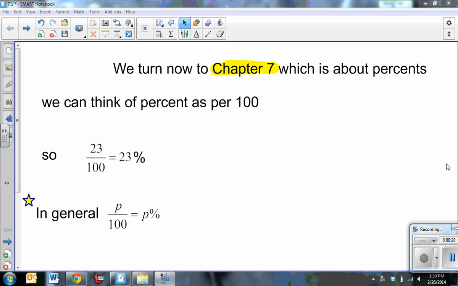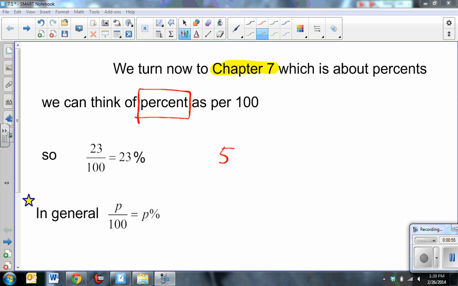So first of all, I want you to think about the word percent. Okay? There's two root words in there. One is per, and the other is cent. And if you think about cents, how many cents are on a dollar, you know there's 100. So the word percent means per 100. Okay? So when we look at 23%, that means 23 per 100. So we write 23% as 23 out of 100. And in general, P over 100 is P percent.